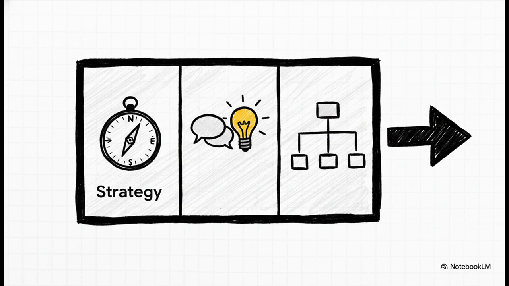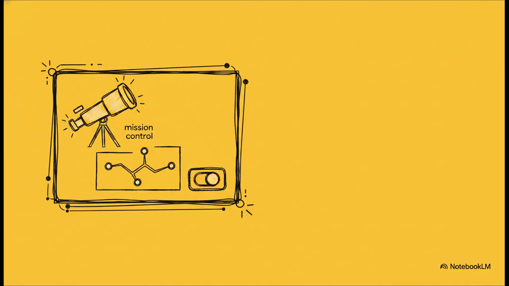You basically move from big picture strategy on the left to messy brainstorming in the middle, and then to a structured plan on the right. So over on the left, that's your strategic view. Think of it as your mission control. This is where you organize all your work. You've got big picture products, your major goals, and tucked inside those are your smaller, more specific projects. It's perfect for getting that high-level, 30,000-foot view of everything you've got going on.